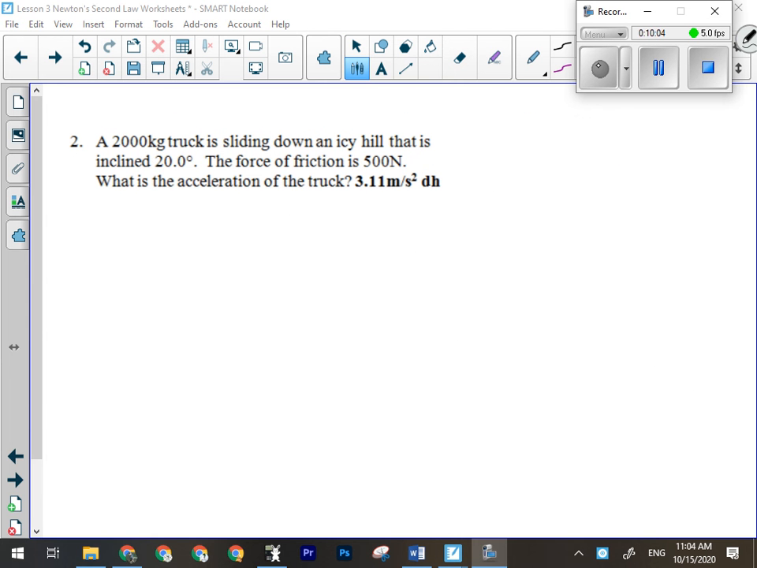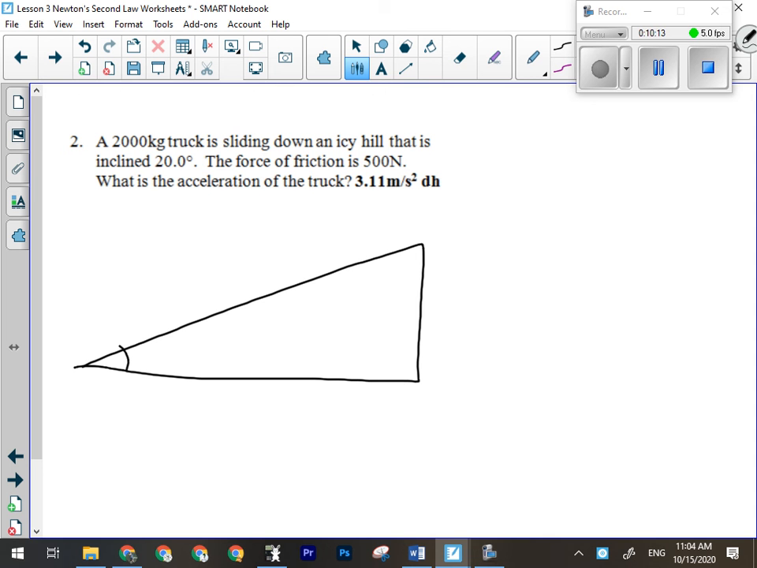All right, so number 2 from the inclined plane worksheet has a 2,000 kilogram truck sliding down an icy hill that's inclined at 20 degrees. So we've got a 20-degree incline. We have a 2,000 kilogram truck.